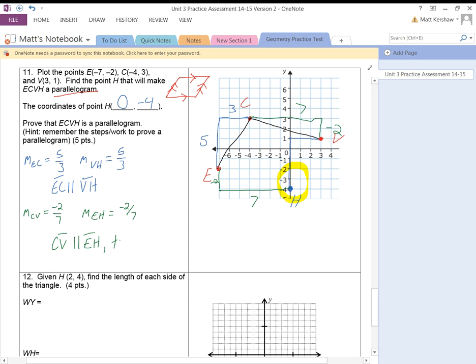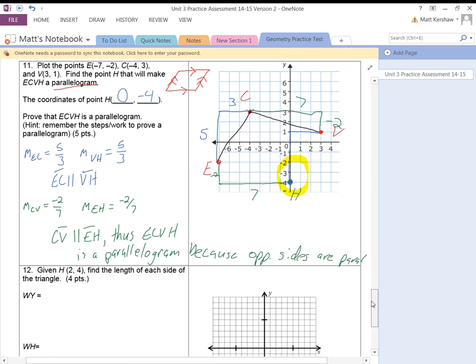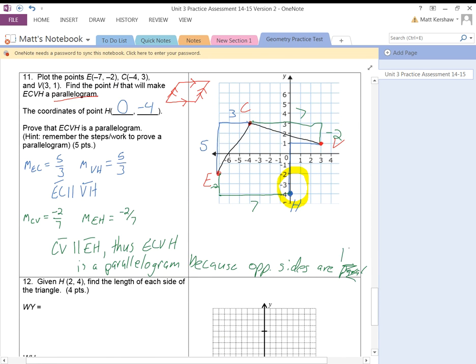And then we can sound fancy and say, thus ECVH is a parallelogram because opposite sides are parallel. And I ran out of room. Let's use a symbol. And let's go back here and just draw on our sides.